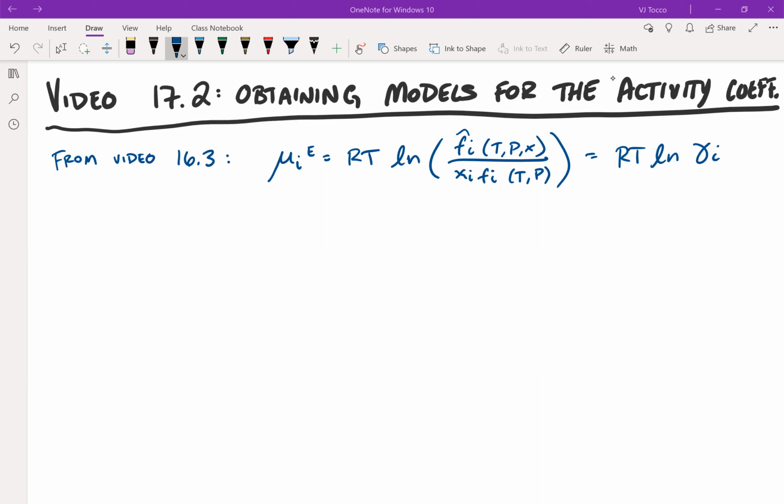of the mixture fugacity of species i divided by the mole fraction of species i in the liquid phase times the pure component fugacity. And recall that we defined this term inside the ln as the activity coefficient, such that we could simply say RT ln of the activity coefficient. Let me write those expressions down quickly.